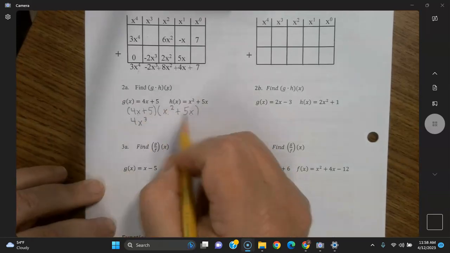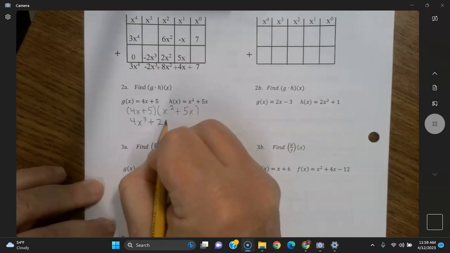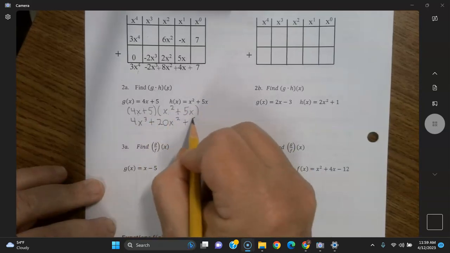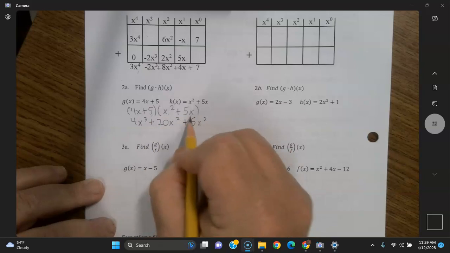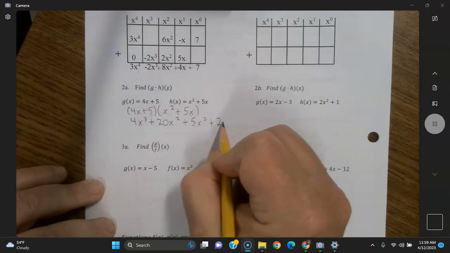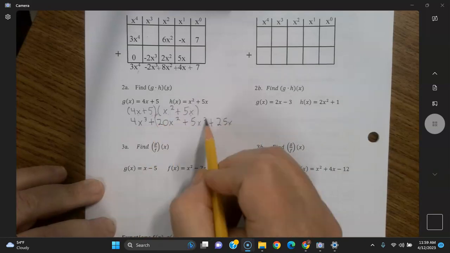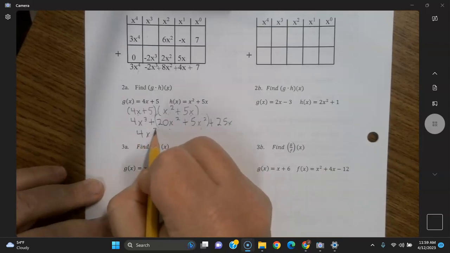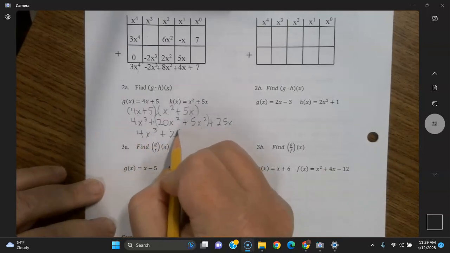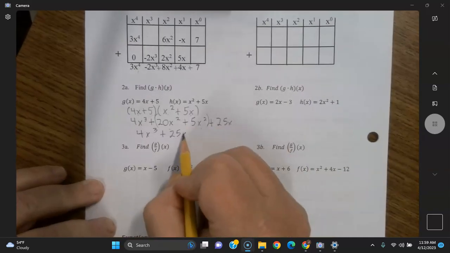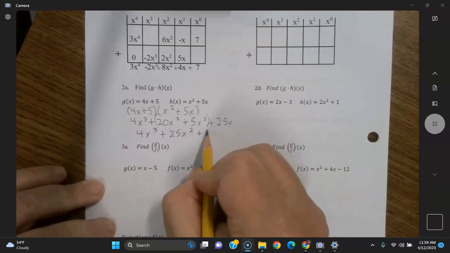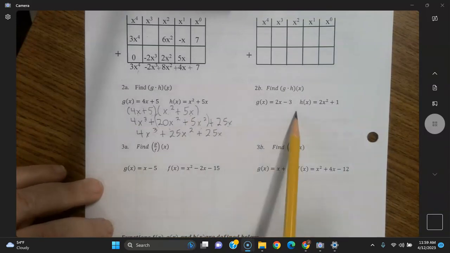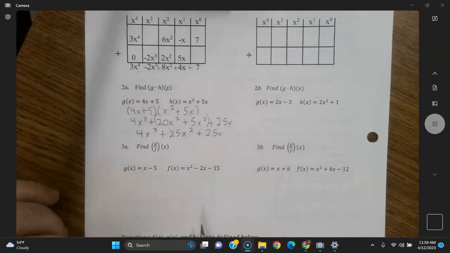All right, now 4x times 5x is 20. 4 times 5 is 20, and x times x is x squared. Now 5 times x squared is 5x squared. And 5 times 5x is 25x. So these two terms combine. So it's going to be 4x to the third plus 25x squared plus the 25x here. Okay, so this entire sheet is in AB format, so you go ahead and do the B problem. It's done exactly the same way.